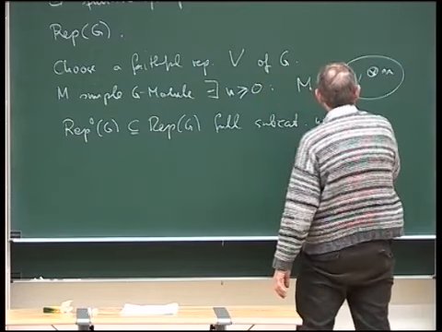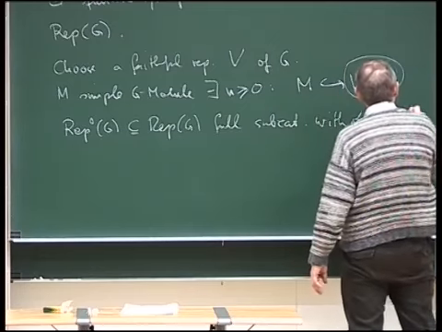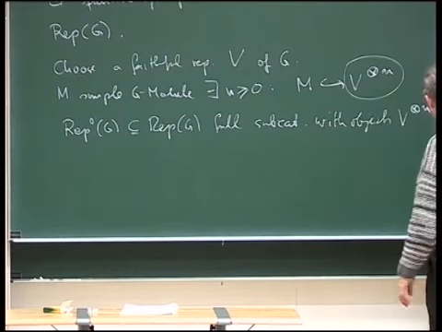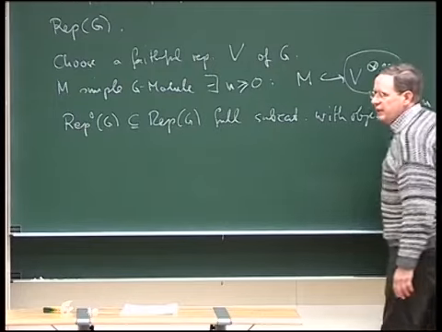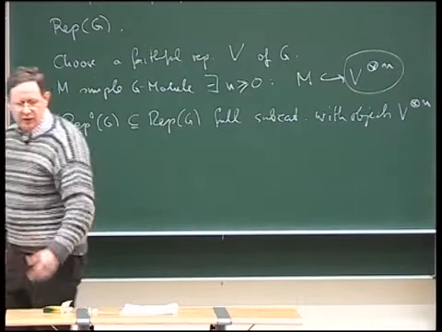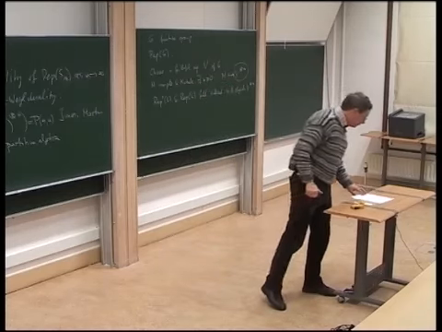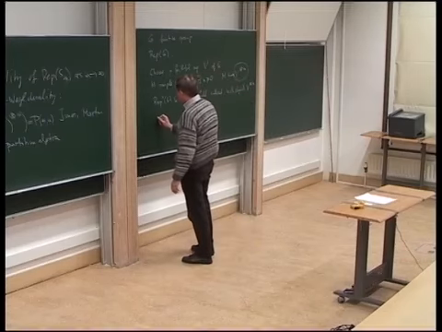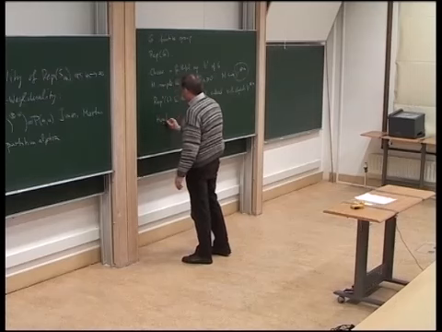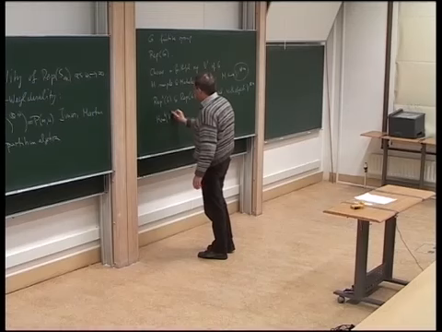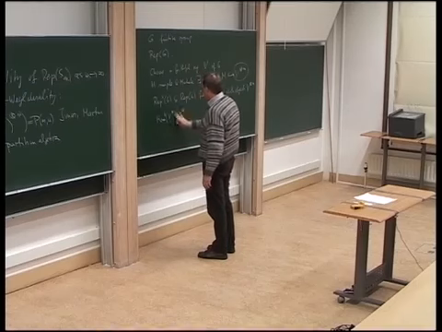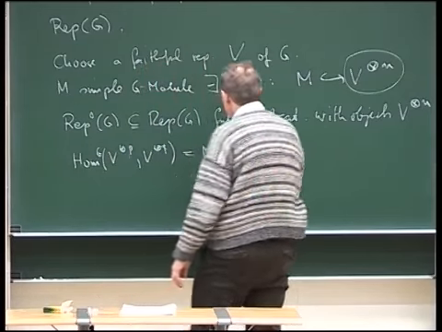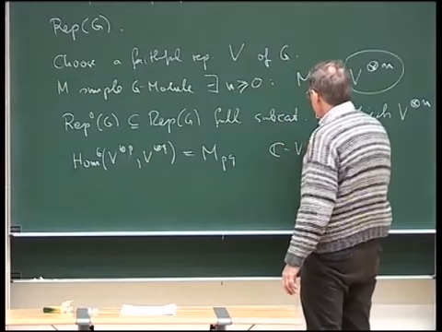with objects V to the power n, tensor power n. And now the objects are very simple. They're parameterized by natural numbers. Now we need, for the description of the category, also the morphism spaces. Therefore, we have to compute Hom_G(V^{⊗p}, V^{⊗q}). Let's call this M_{pq}. These are certain C vector spaces.